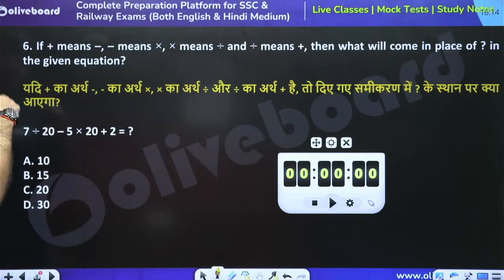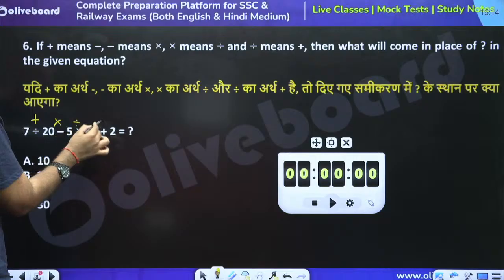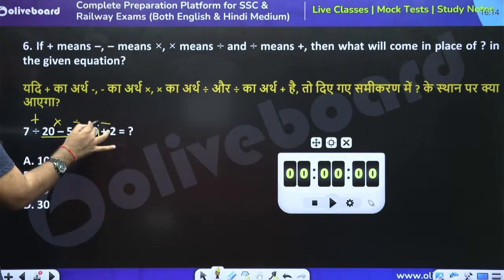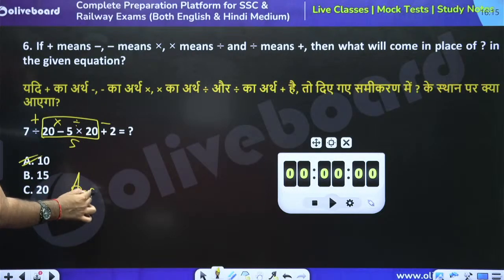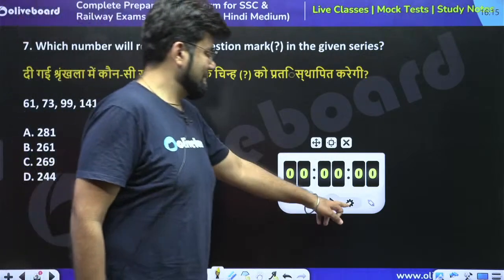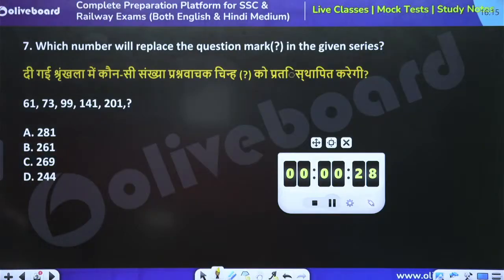Okay, so divide means plus, minus means into means divide, and plus means minus. So 5 divided by 20 into 20, this will get cancelled and you will get 5 here. 7 plus 5 minus 2, it's 10. Option A is the right answer. Okay, next. Good, very good.